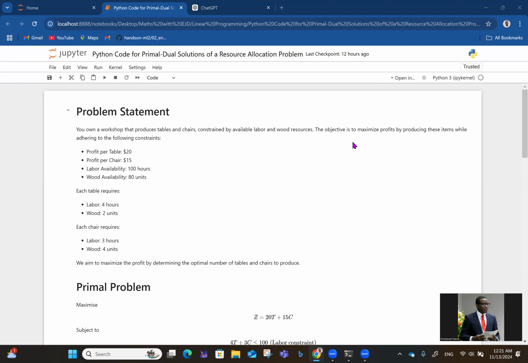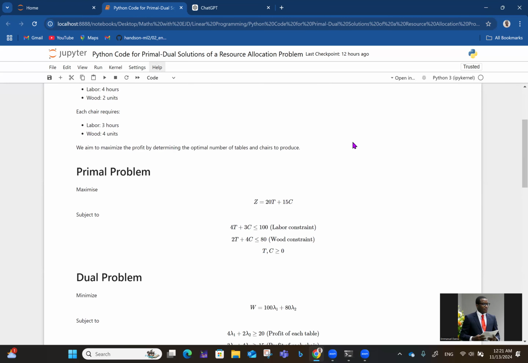You want a workshop that produces tables and chairs constrained by available labor and wood resources. The objective is to maximize profits by producing these items while adhering to the following constraints: profit per table, $20, profit per chair, $15, labor availability, 100 hours, wood availability, 80 units. Each table requires 4 hours of labor, 2 units of wood. Each chair requires 3 hours of labor and 4 units of wood, and we aim to maximize the profit by determining the optimal number of tables and chairs to produce.